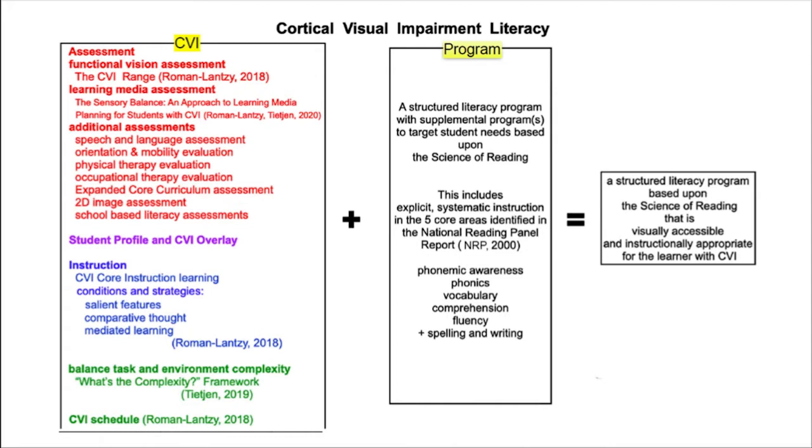So there's a lot here. The left box is specific to CVI. It's based on the work of Christine Roman Lancy with additional complexity information from Matthew Teigen. The middle box, labeled program, includes the components of an effective research-based literacy program. Putting the two together should result in a structured literacy program based upon the science of reading that is visually accessible and instructionally appropriate for the learner with CVI. Excuse me, let me show you the CVI part in greater detail.